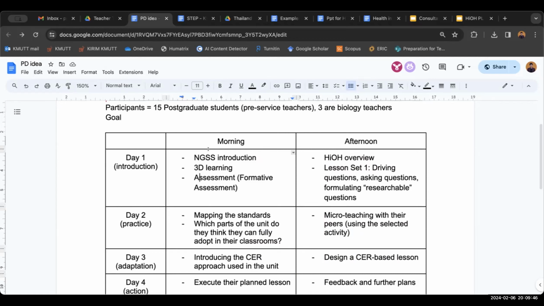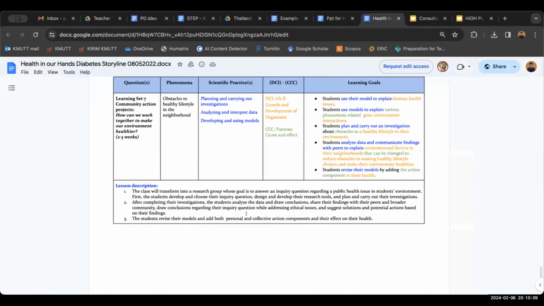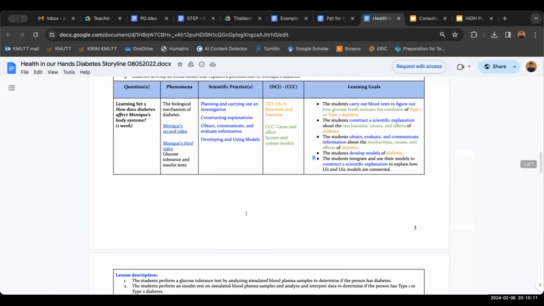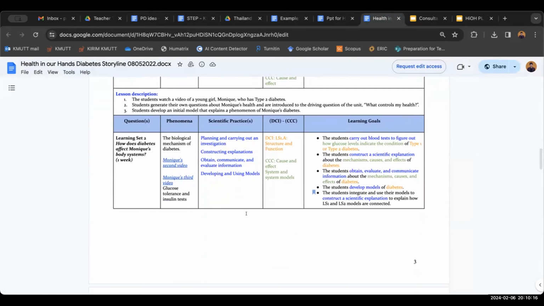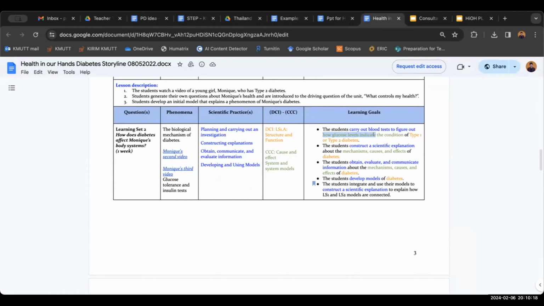So let me ask the question. I don't remember how many labs are in this learning unit. How many labs? Labs, yes. So there's one in learning set 2 where there's one lab that has 2 parts, and one is looking at insulin levels. No, sorry, sugar in the blood.